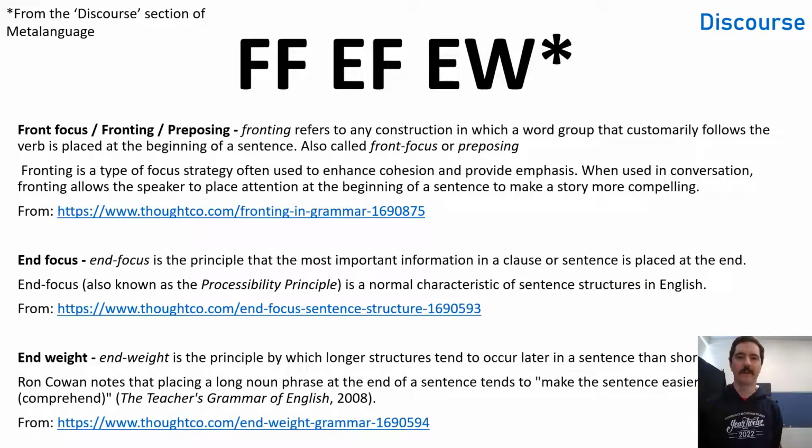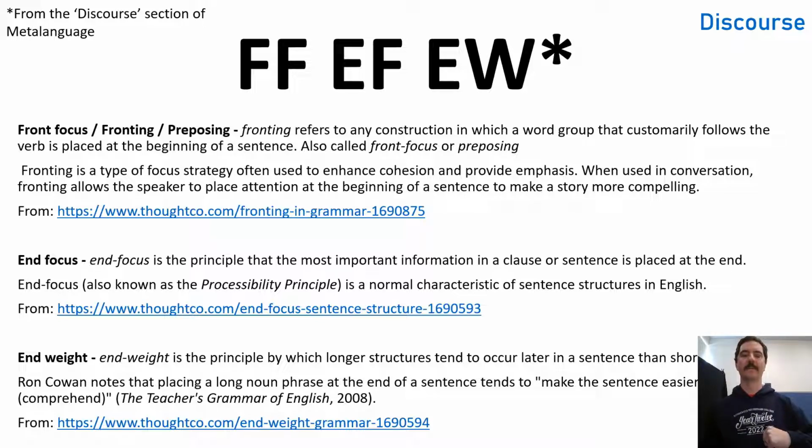So we've got FFEFEW, which is front focus, end focus, and end weight. So again, this is from discourse, but as it occurs within the sentence level, it's useful to talk about in a syntactic analysis. So front focus basically means the juicy part is at the start of the sentence. End focus means it's at the end. End weight is a principle. I don't necessarily think it's in the meta-language list, but it's basically in English. English is typically an end weight language. So that means typically the end of the sentence is the juicy part.